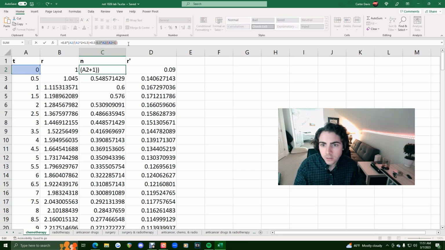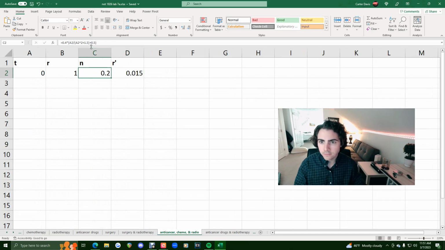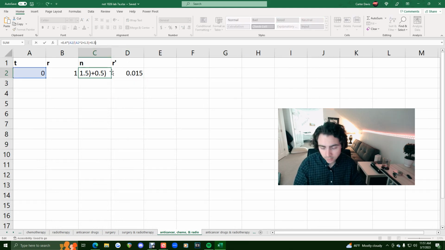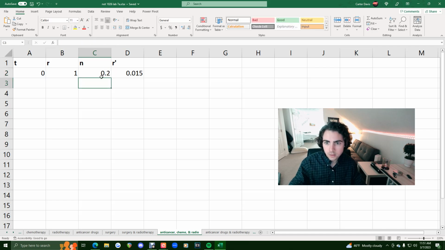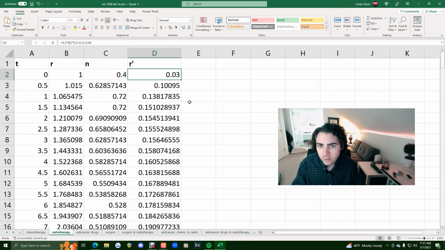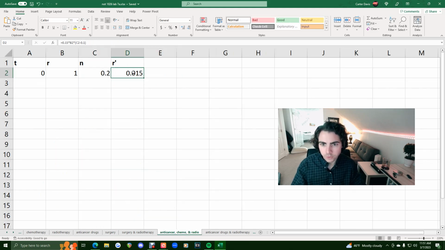So I'm going to go ahead and copy that, like literally just Control-C, copy that text there, and then go to the N value and click at the very end, but inside the parentheses there, and hit Control-V, and we're pasting that chemotherapy portion. And then for radiotherapy, again, that's where we're subtracting just 0.06 from the R prime value.